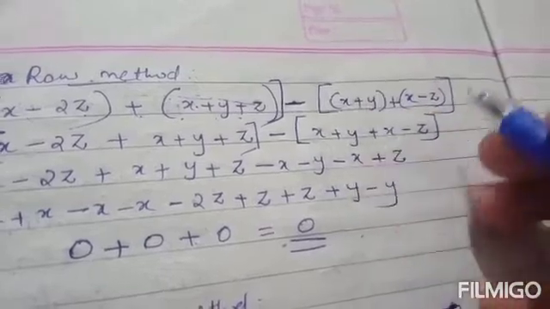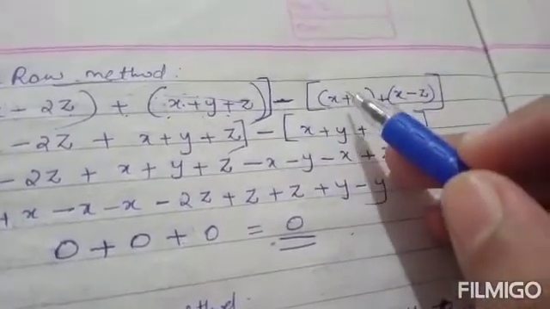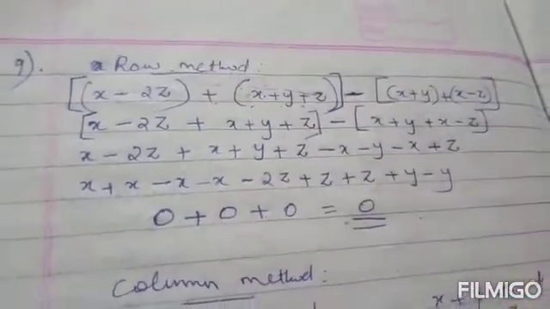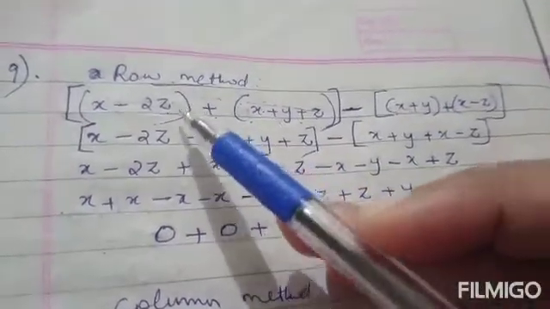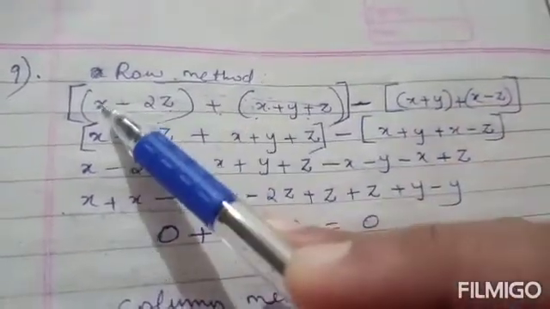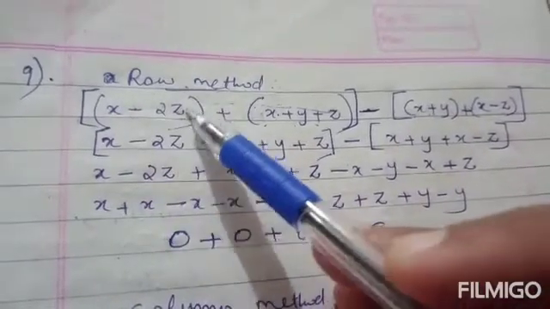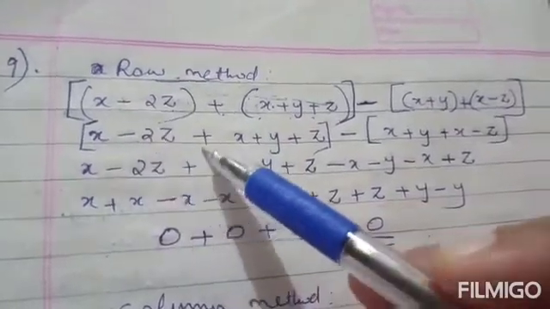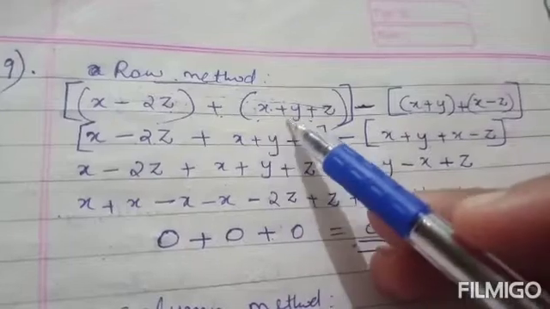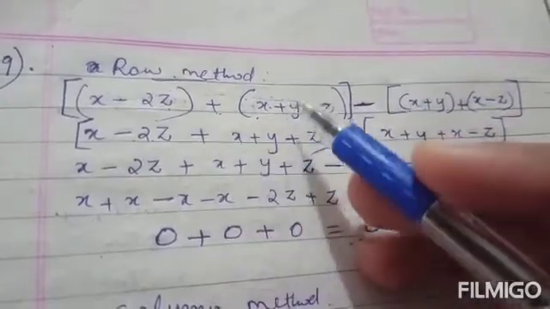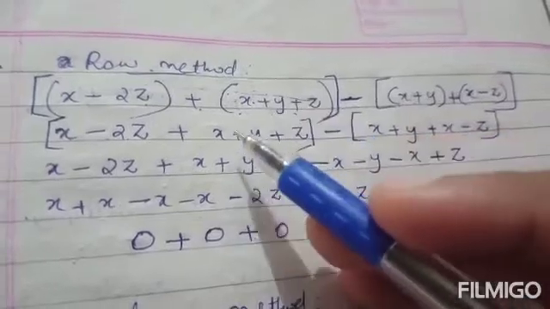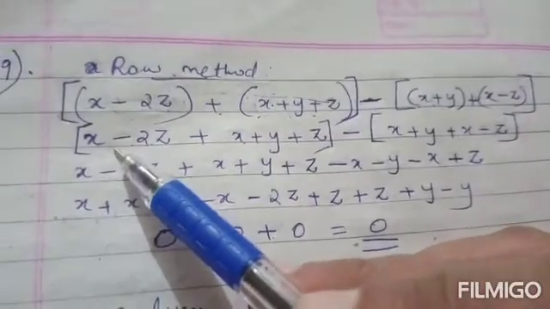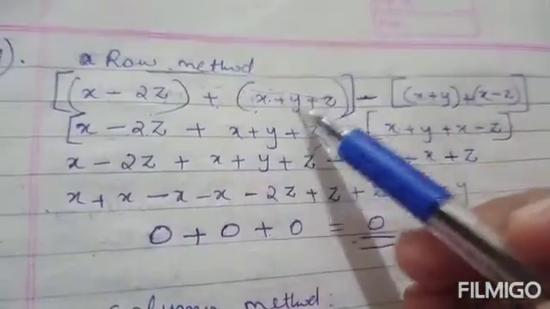So again you can start a square bracket, then write the expression x plus y plus x minus z. Now you can first remove the open brackets. Before the x minus 2z bracket there is no negative sign, so you can write it as it is. So x minus 2z plus, before the second bracket x plus y plus z also there is no minus sign, so you can write that itself. So x plus y plus z again. No change in the sign of any term here. So x minus 2z plus x plus y plus z.